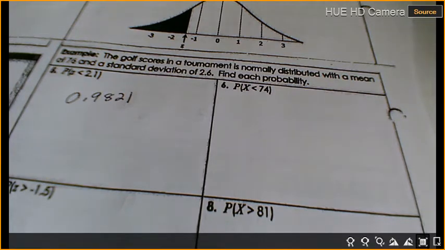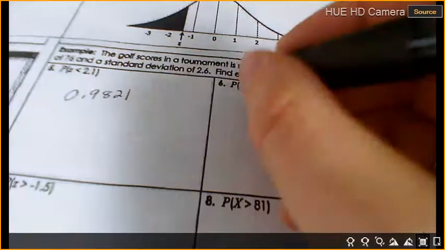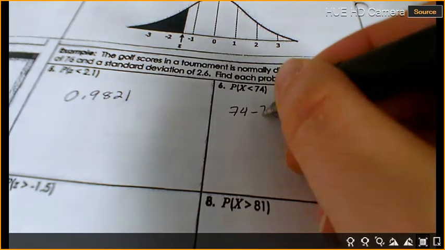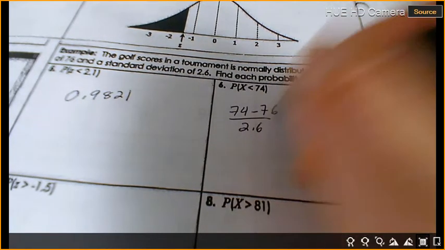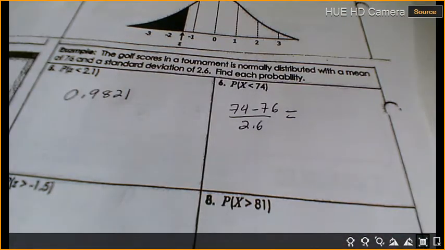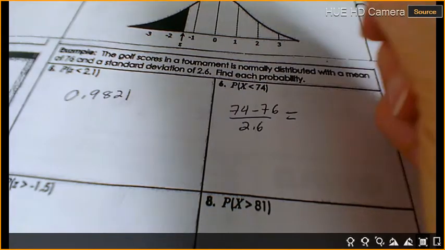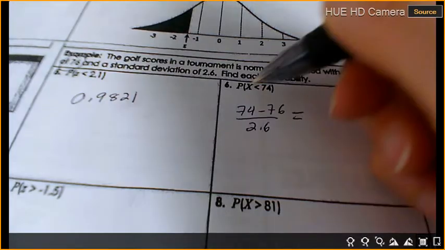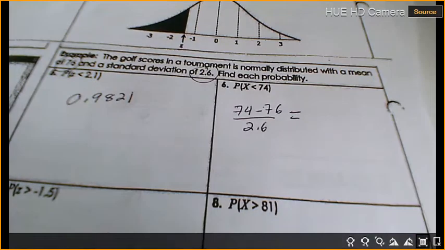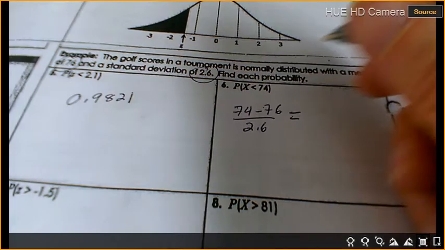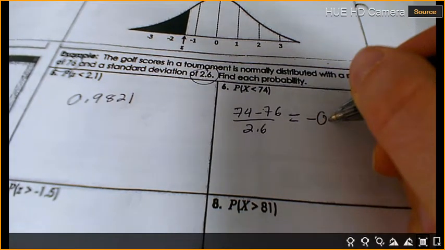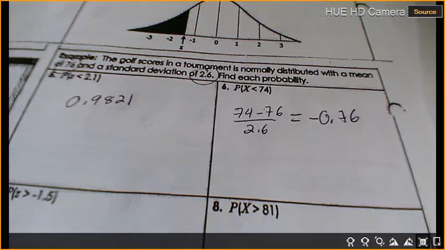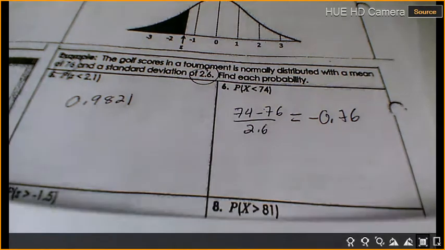Okay. All right. We want to know the probability of getting a 74, where x is less than 74. So we're going to go 74 minus 76 over 2.6. We're using the other side because we have to find the z-score. So we took the mean, which is 76. So we took the number minus the mean divided by the standard deviation. And I get negative 0.76.